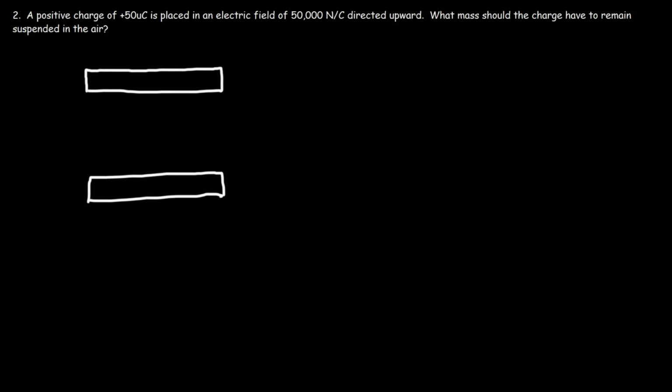Number 2, a positive charge of 50 microcoulombs is placed in an electric field of 50,000 newtons per coulomb directed upward. What mass should the charge have to remain suspended in the air? Well, let's talk about how we can create such an electric field. We can create this electric field using a battery and 2 parallel metal plates.